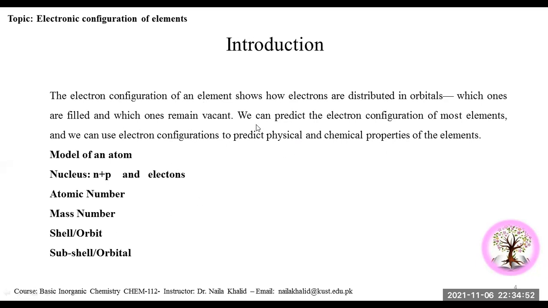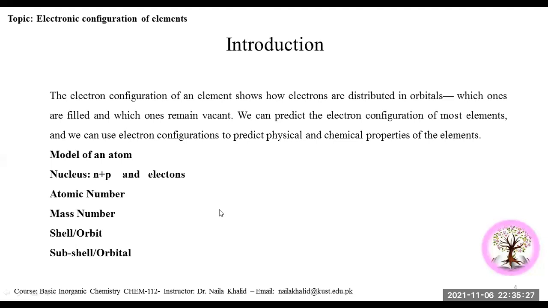For this purpose, you should note what the basic model of an atom is and what atomic mass is, that is equal to neutron plus proton, and what the atomic number is. Atomic number is the number of electrons or number of protons in an atom. So we will write the electronic configuration on the basis of atomic number. Why? Because this represents the number of electrons.